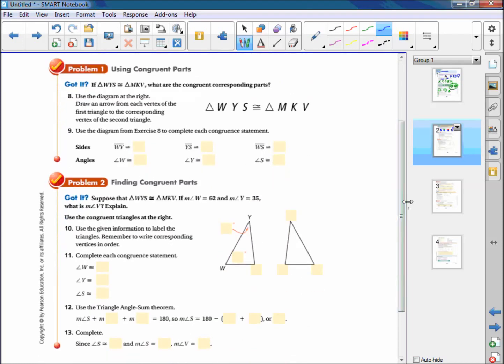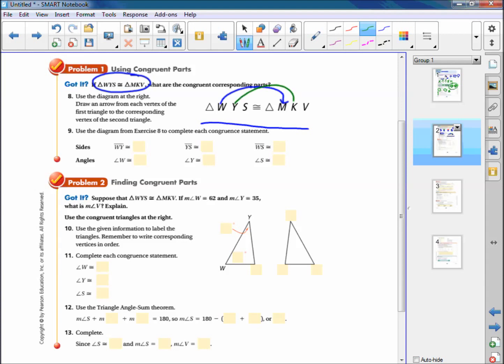Okay. So in this picture, triangle WYS and triangle MKV are congruent. That means their corresponding parts are congruent. So we're going to use this diagram over here to match up the corresponding parts. So draw an arrow from each vertex of the first triangle to its corresponding vertex of the second triangle. So W is going to match up with M.